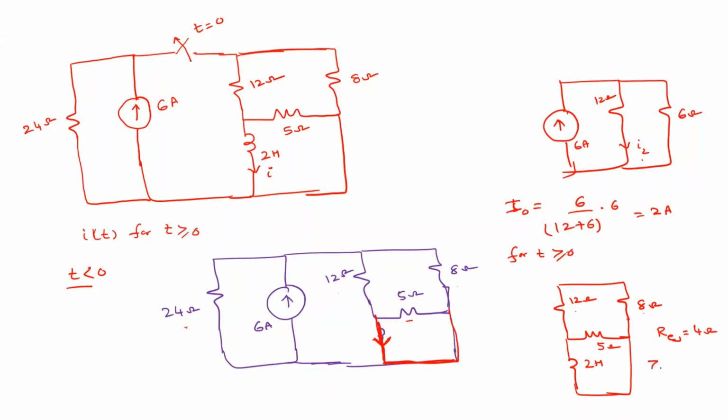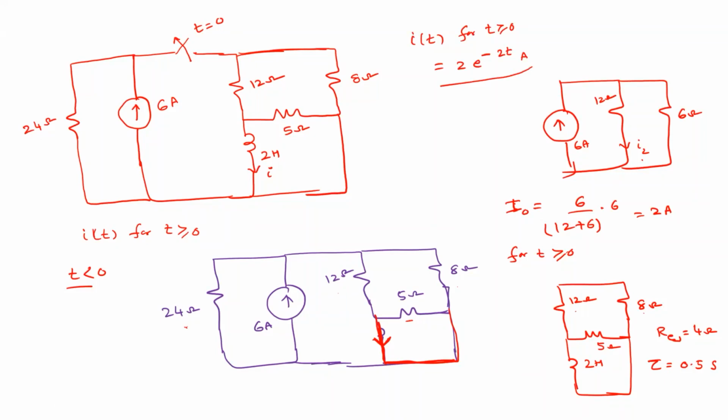So what is tau now? What is the tau value? 1 by 2, that is 0.5, right? Is this 0.5? Yes, sir. Okay. So what is the final answer? I of t for t greater than or equal to 0, what is that value? 2 into e to the power of minus 2t amperes.